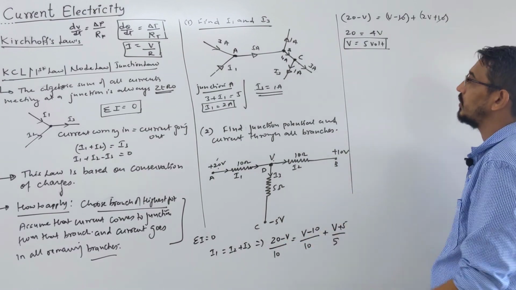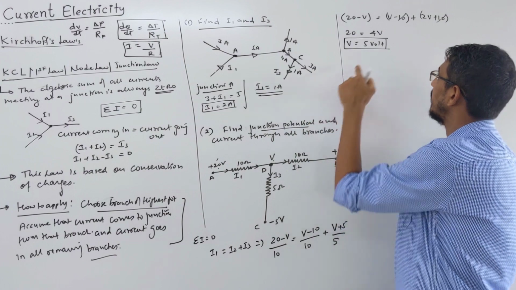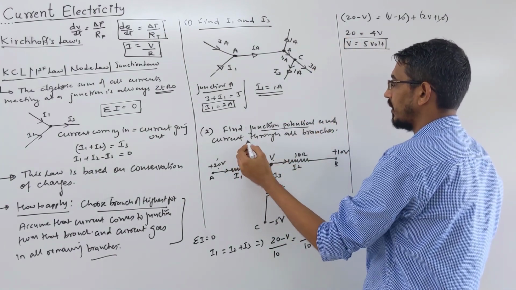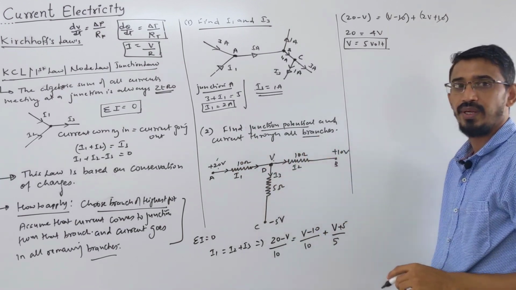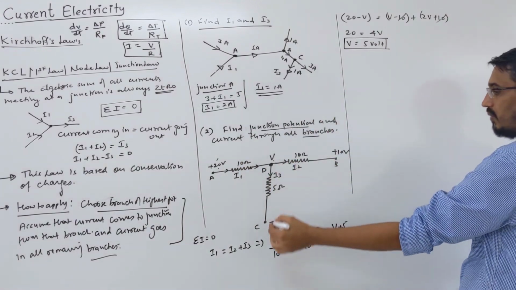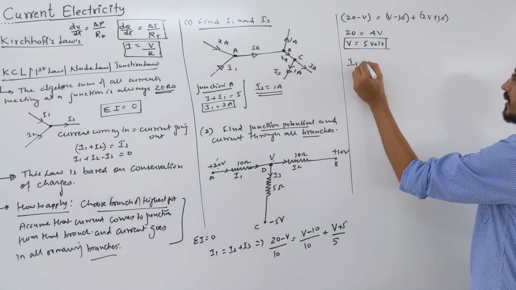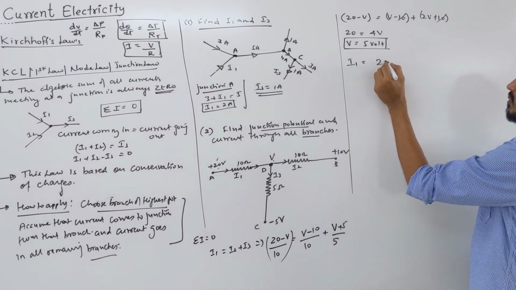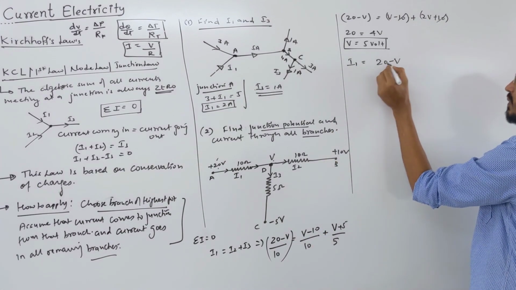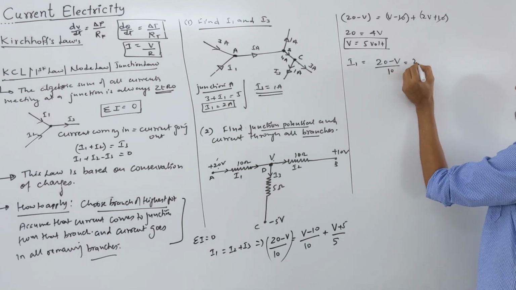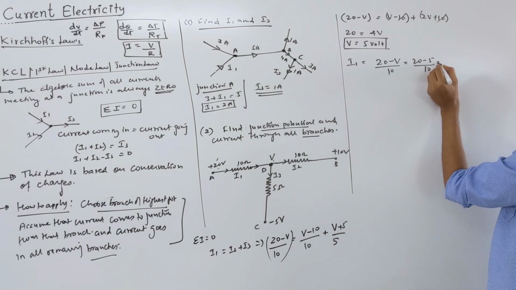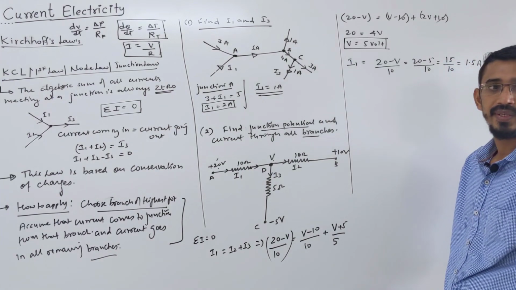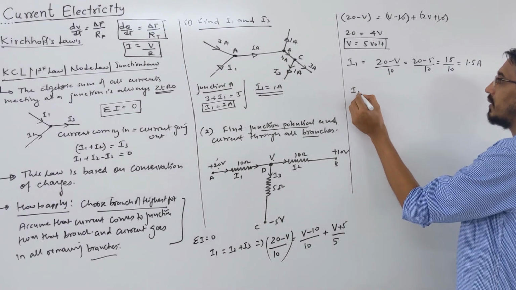Let's check it. The question they are asking is to find the junction potential. That's your answer, done. Now it says to find the current through all branches. Let's find the current. I1 is, as we wrote, 20 minus V by resistance 10. So 20 minus 5 by 10 becomes 15 by 10, which means 1.5 ampere, correct?